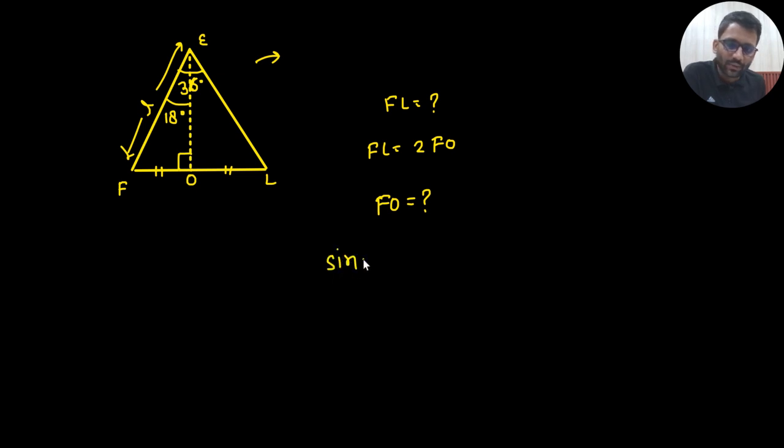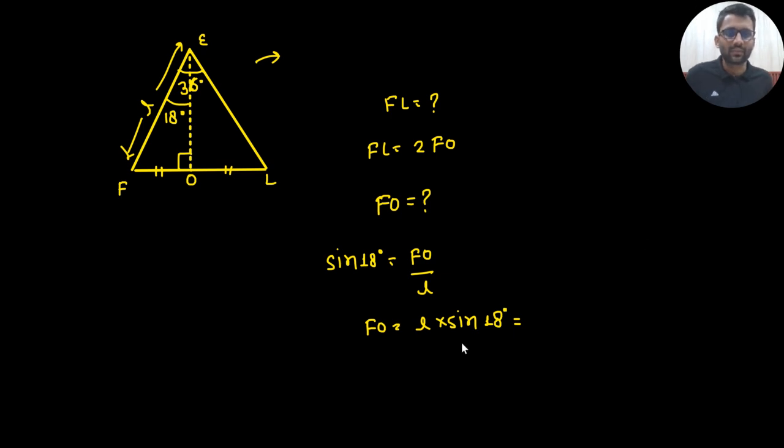Sine 18 degrees is equal to FO by L. Say yes or no. So FO will be equal to L into sine 18. So if you find sine 18, what you will get? Let's check that. It is roughly 1 by 3. Sine 18 is roughly 1 by 3. So it will be L by 3.